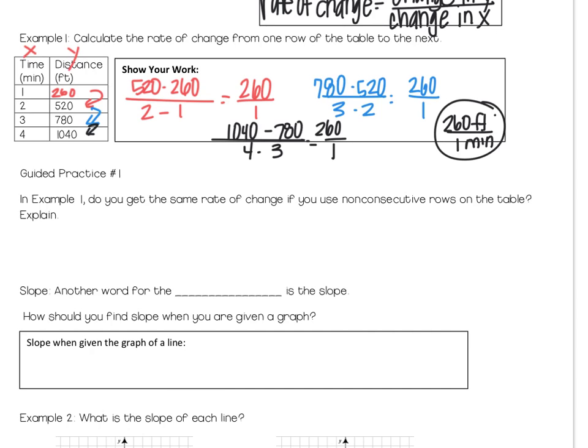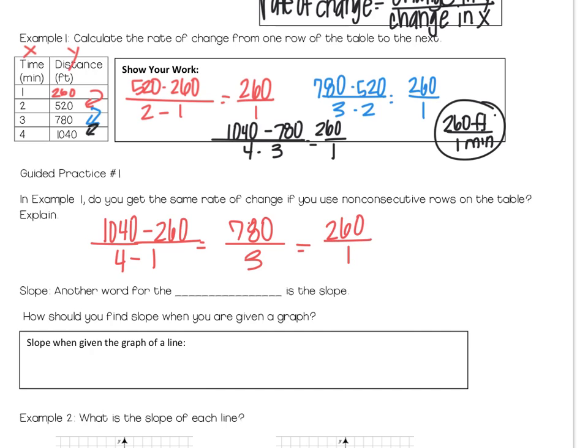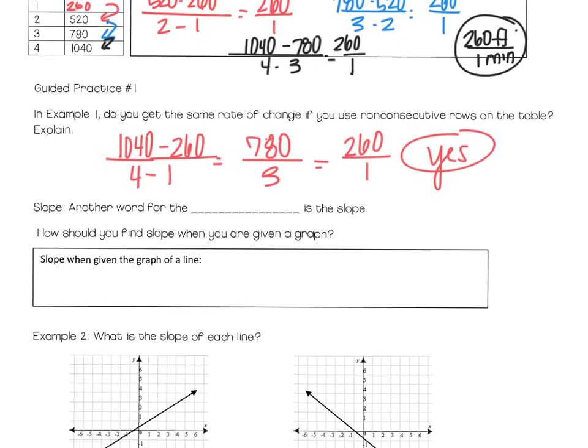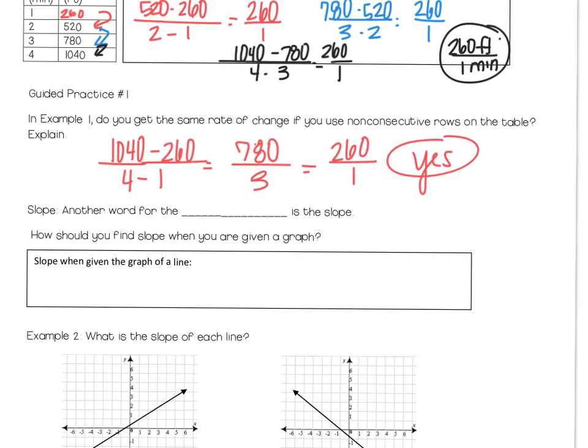Okay, if I did 1040 and 260, we're going to do 1040 minus 260 over 4 minus 1, which is 780 over 3, and if you reduce that, you get 260 over 1, so the answer here is yes. And the explanation would be something like, well, the rate of change is constant, so it wouldn't matter which points you used, it's still going to be the same rate of change no matter which points you use.